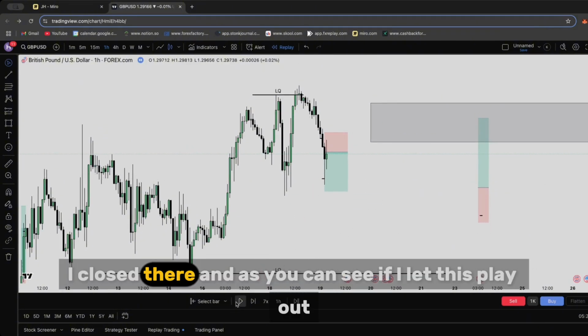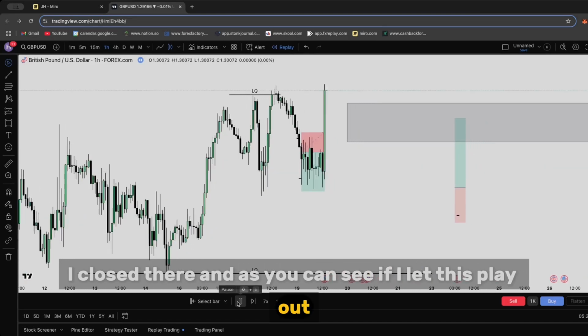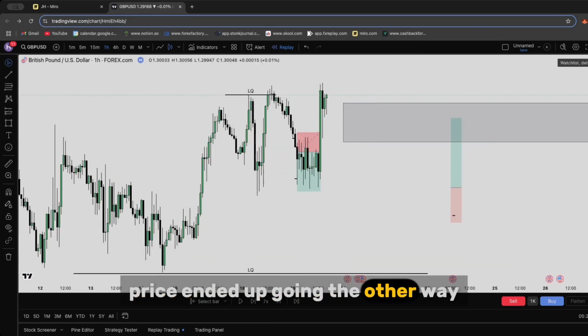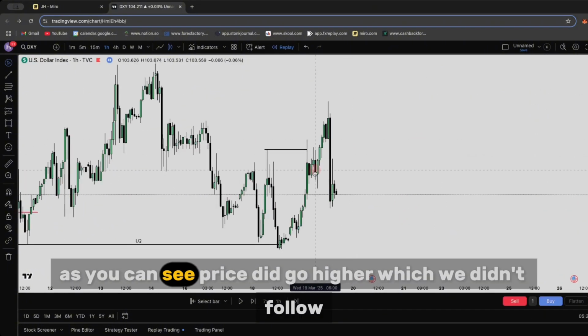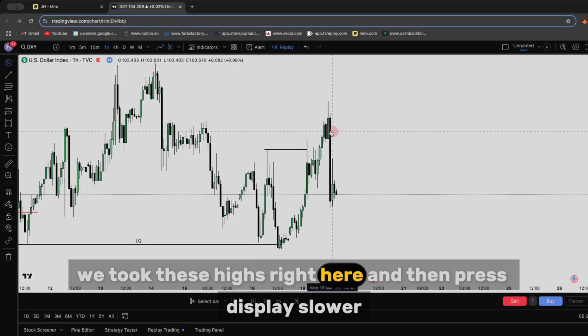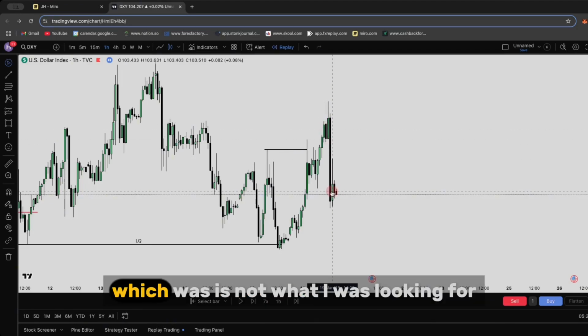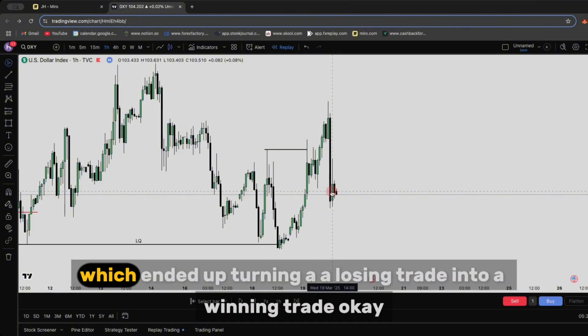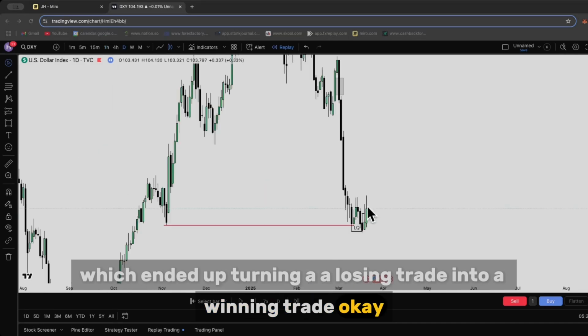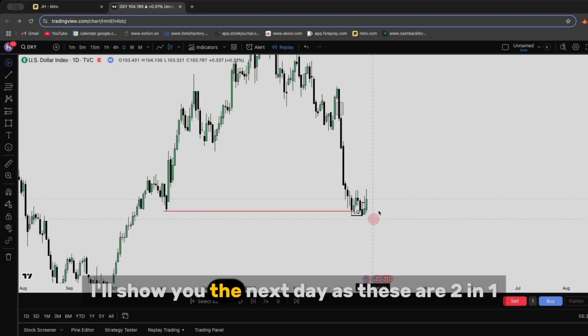I closed there, and as you can see, if I let this play out, price ended up going the other way. So we'll see what that looks like. As you can see, price did go higher, which we didn't follow. We took these highs right here, and then price displaced lower, which is not what I was looking for. So here you can see I used DXY for my bias and for my target, which ended up turning a losing trade into a winning trade. Okay, so I've come back to DXY. I'll show you the next day, as these are 2 in 1.